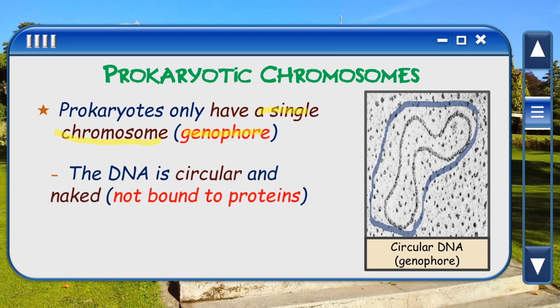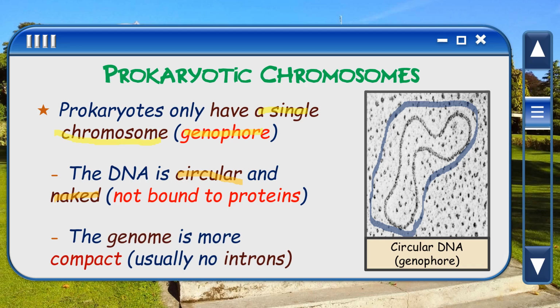The DNA is circular, which we have already seen, and naked, meaning that it is not bound to proteins. It has no histones. It is circular, and it is naked. It does not have a nucleus, but it is in a place which we call a nucleoid. That is for the prokaryotes.